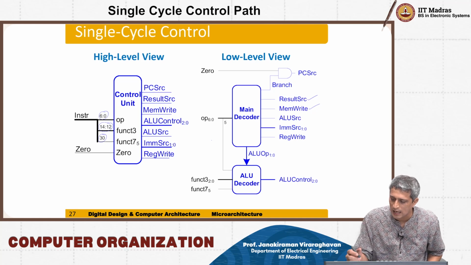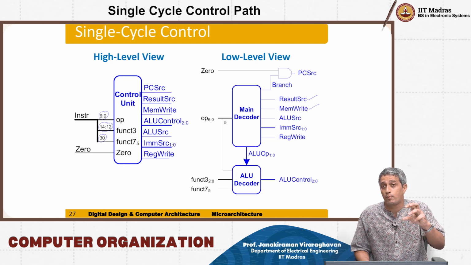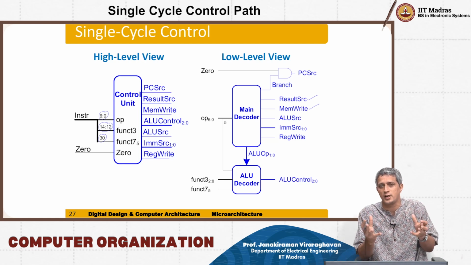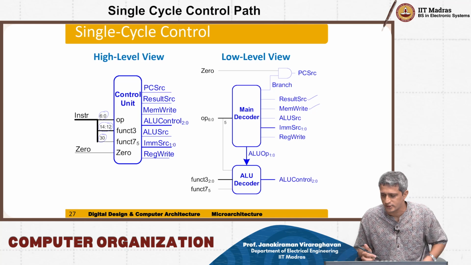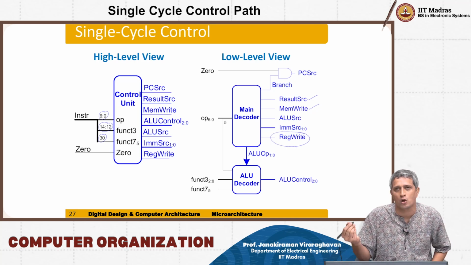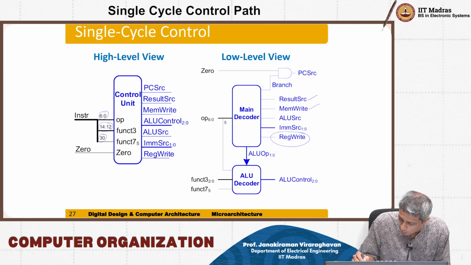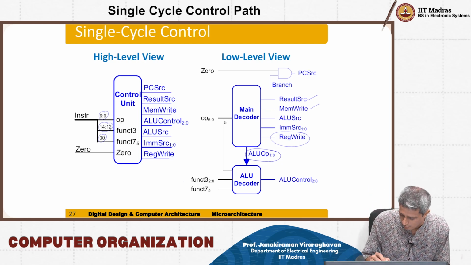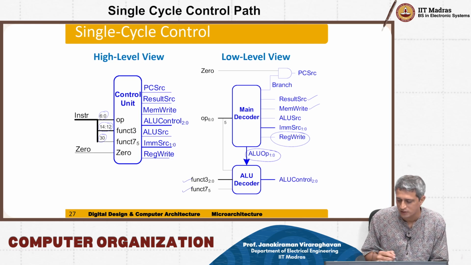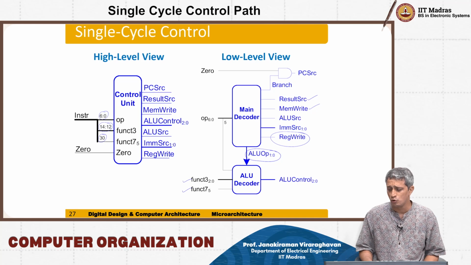And then the IMM source, like I told you, is the control that is going to choose how to interpret the instruction in order to get the 32 bits of immediate data, including sign extension. Finally, whether you do reg write or not is determined by whether it's an R type instruction or not. This is also going to generate the ALU OP. And based on function 3, bits 2 to 0, and function 7, bit 5, the ALU decoder is going to give you the ALU control 2 to 0.